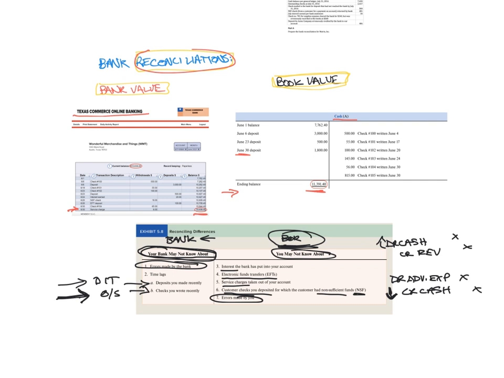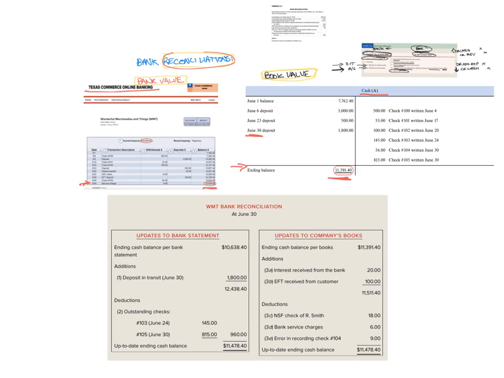So there could be mistakes that are made on either side, and so those errors could reflect reconciling items as well. Okay, let's see how this reconciliation plays out. So we've got the banking information over here. We've got the book information over here. When we look at the banking records, the starting point is this $10,638.